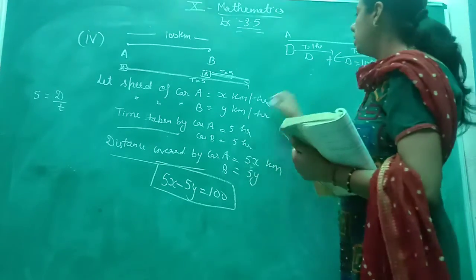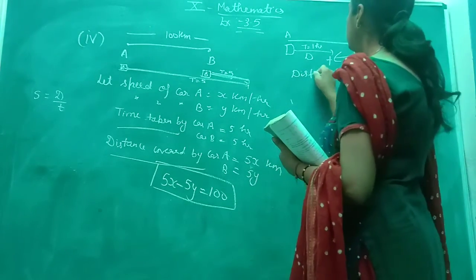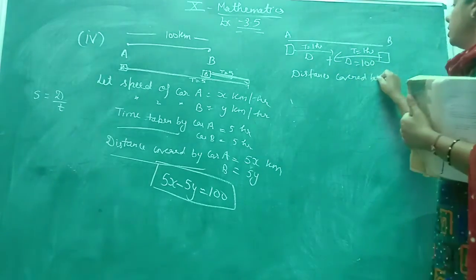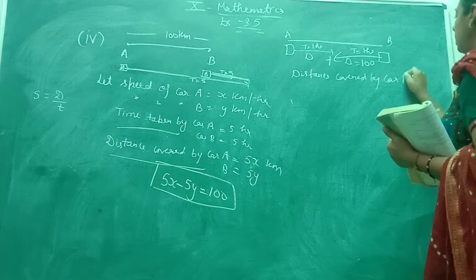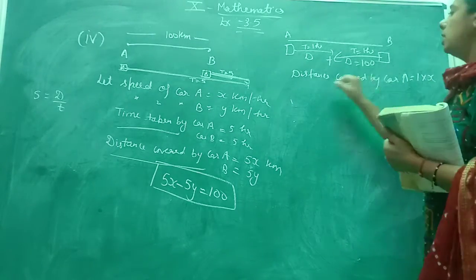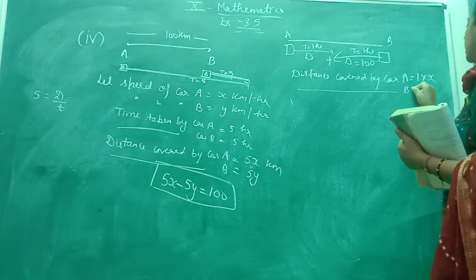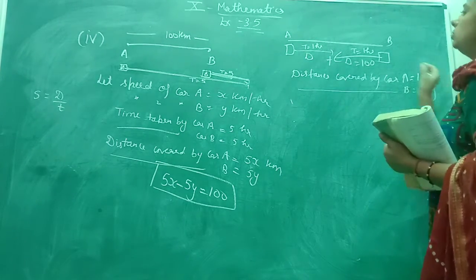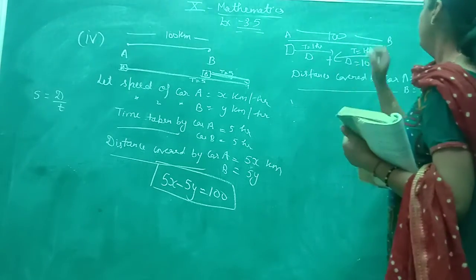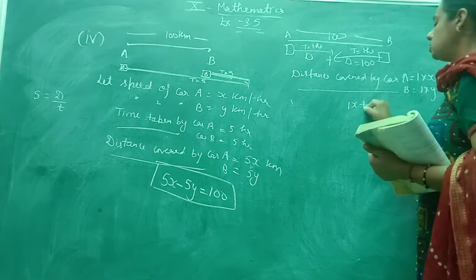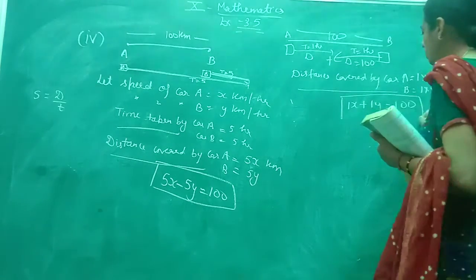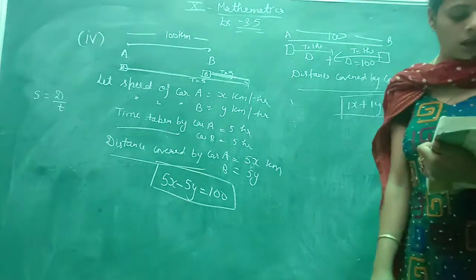Again, the distance covered by car A, with time 1 and speed x, is 1x, and the distance covered by car B is 1 into y. You can see that the total distance will be equal to 100. So 1x plus 1y is equal to 100, and solve this pair of linear equations and get your answer.